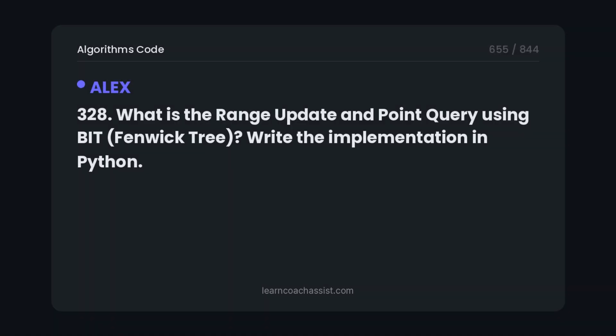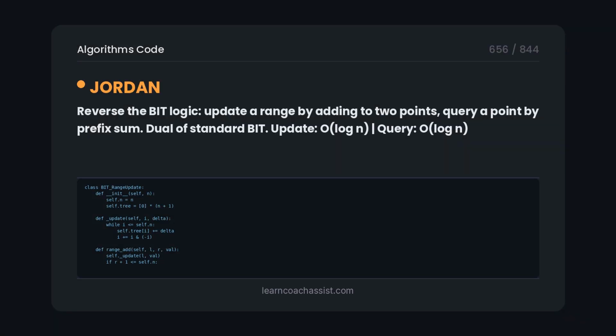328. What is range update and point query using BIT, Fenwick tree? Write the implementation in Python. Reverse the BIT logic. Update a range by adding to 2 points, query a point by prefix sum. Dual of standard BIT. Update O(log n), query O(log n).